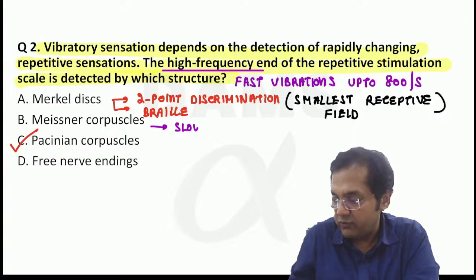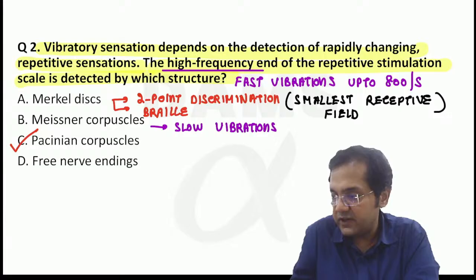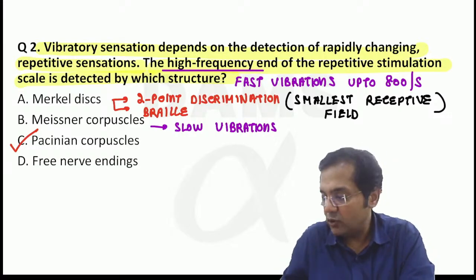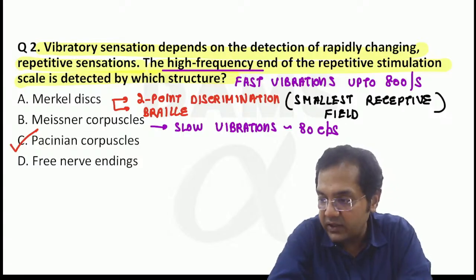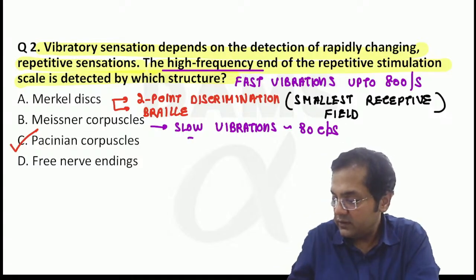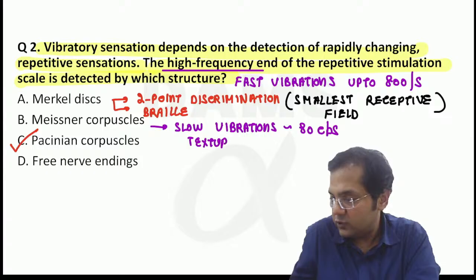Meissner, slow vibrations, texture, topognosis. Slow vibrations is approximately 80 cycles per second, and texture and topognosis.